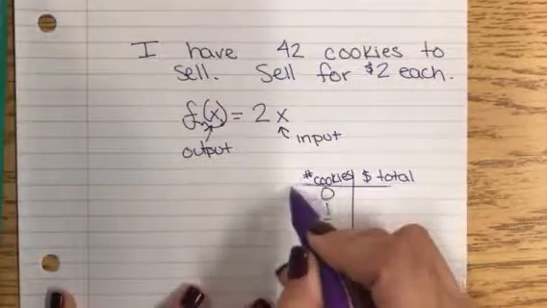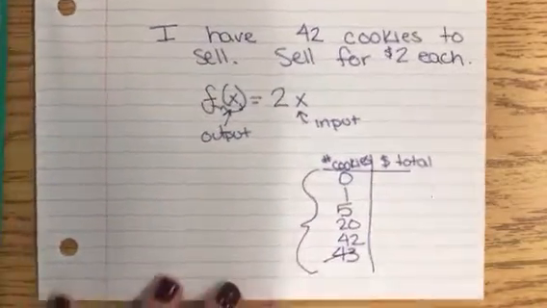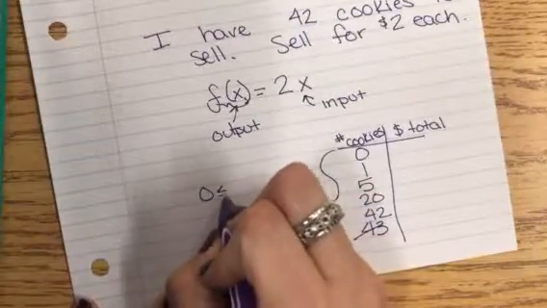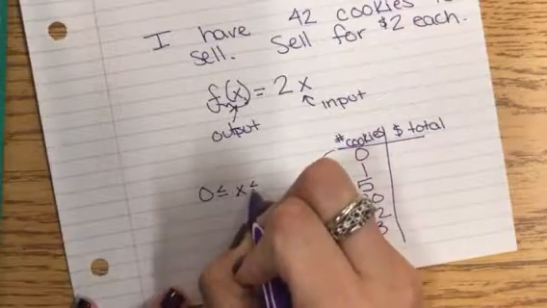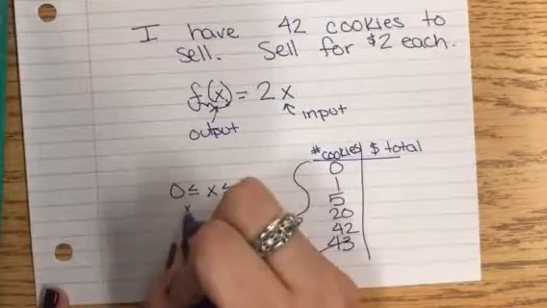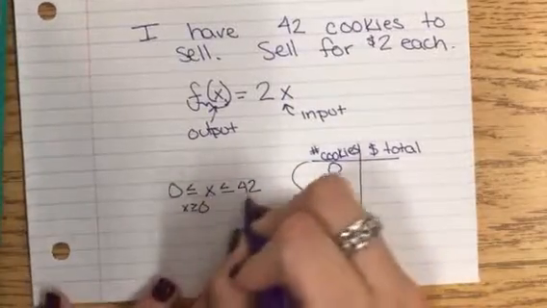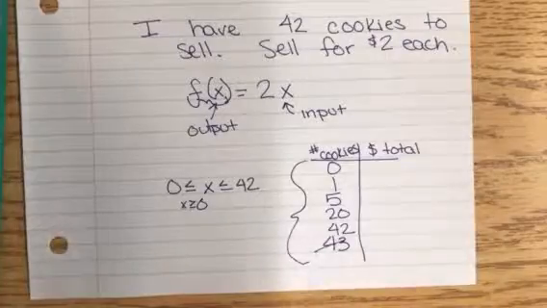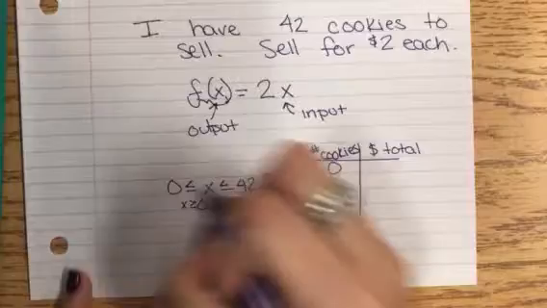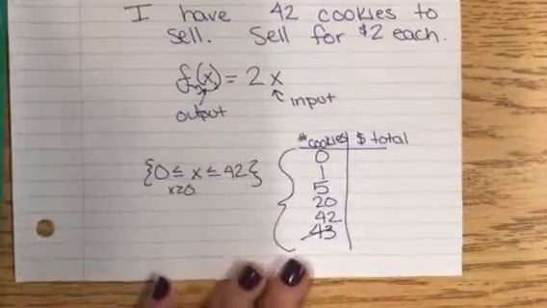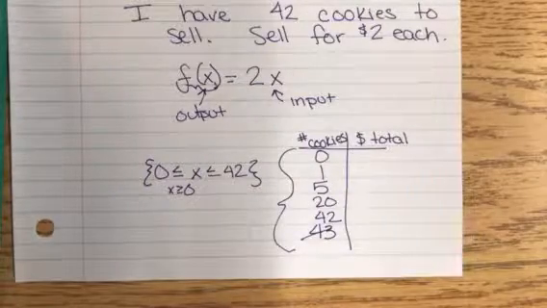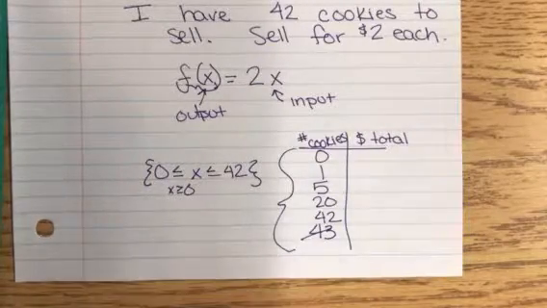So that tells me that my domain, my input values, can be anything from 0 up to 42. If I were to write this the other way, x is going to be greater than or equal to 0 and less than or equal to 42. I have to be somewhere in between there. We could say that my domain, which goes in braces whenever we talk about the domain, is values between 0 and 42. They also all have to be integer values, because I can't sell a fraction of a cookie.